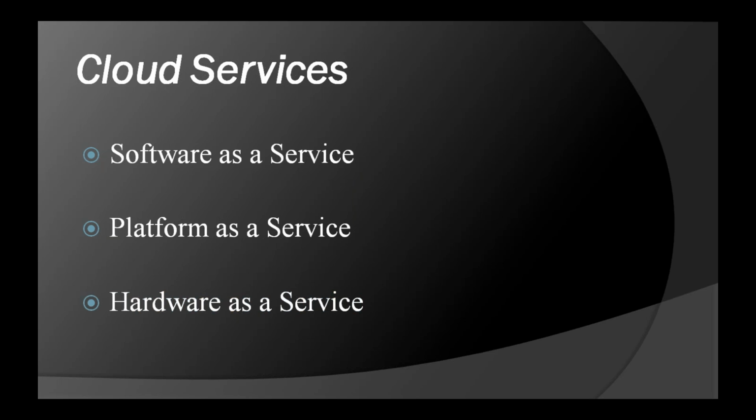And then at last we have Hardware as a Service. Within Hardware as a Service, it provides some hardware part of computers, or some storage, where you can store your data or manipulate your data. That is provided in Hardware as a Service, which is also called Infrastructure as a Service. So these are the three main services provided by the cloud. We'll see them one by one.